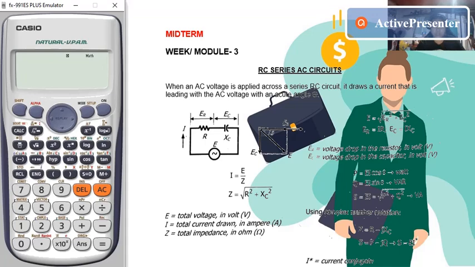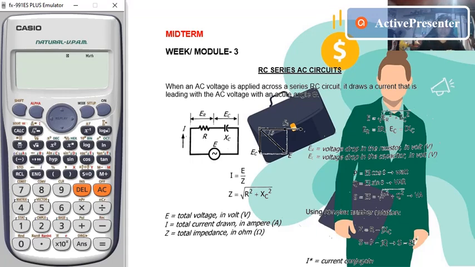Hello, for our continuation, for our midterm or week module 3, our topic is about RC series AC circuits. We already covered RL, so we proceed to RC. When an AC voltage is applied across a series RC circuit, it draws a current that is leading the AC voltage with an acute angle theta.